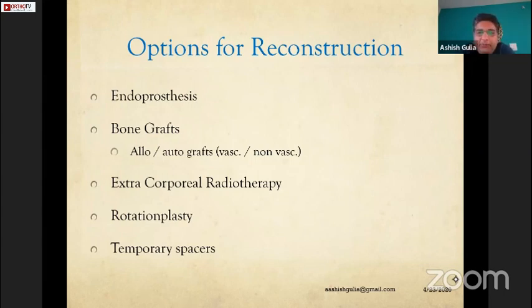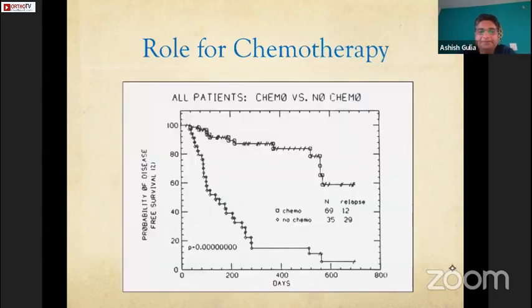Sometimes it is not possible to do conventional limb salvage operations, and there rotationplasty and temporary spacers come in handy to give a reasonably good function to our patients. So this is a nutshell about reconstruction options. I'm again saying that these are broad principles. This again is one more class in itself. That's why I'm not going into detail, but I'm just giving you an overview of what sort of options are available.